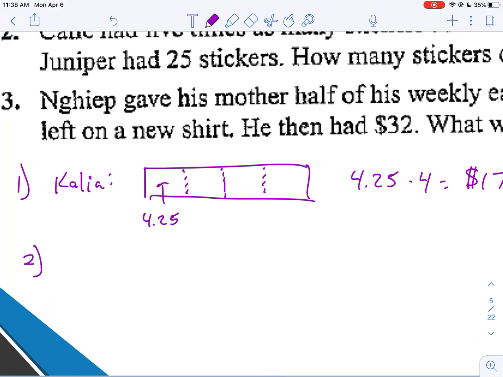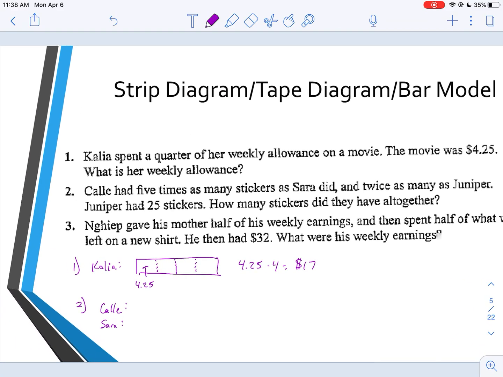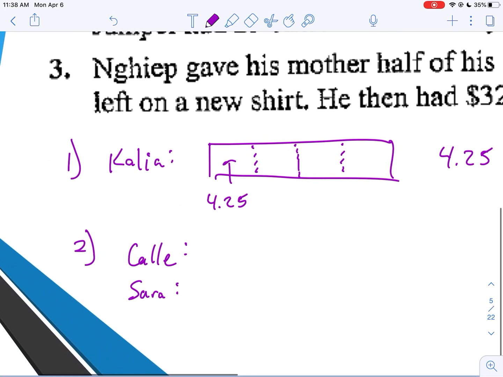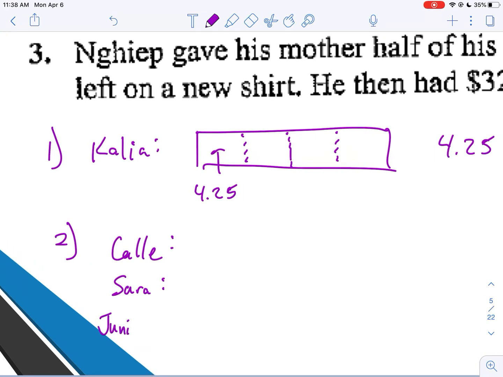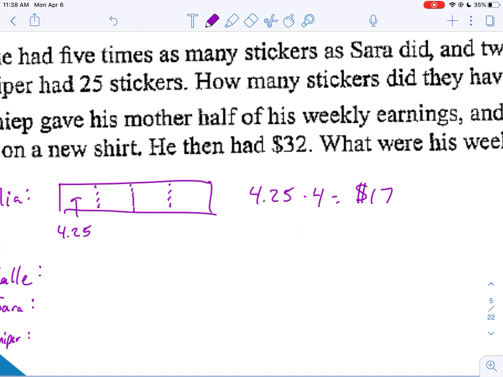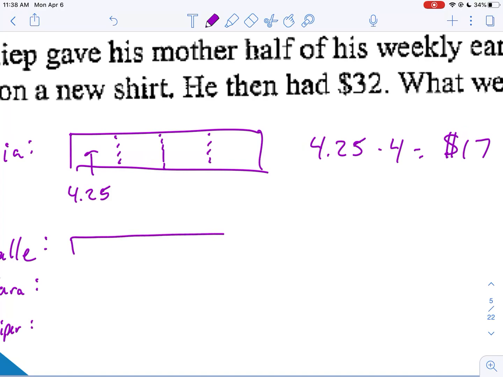So I'm seeing for number 2, we have Callie and Sarah, and we're comparing their stickers. Callie had 5 times as many stickers as Sarah did, and twice as many as Juniper. Okay, so we're going to need Juniper as well. Now, before I draw my bars, I'm going to see who has more. Callie had 5 times as many as Sarah, so Callie has more than Sarah. Callie has more than Juniper. So I'm going to draw Callie's stickers. I'm going to show that using a long bar.